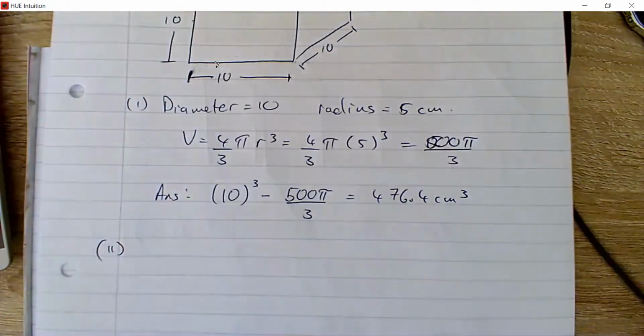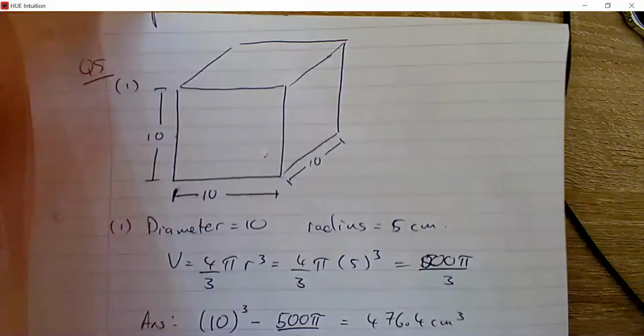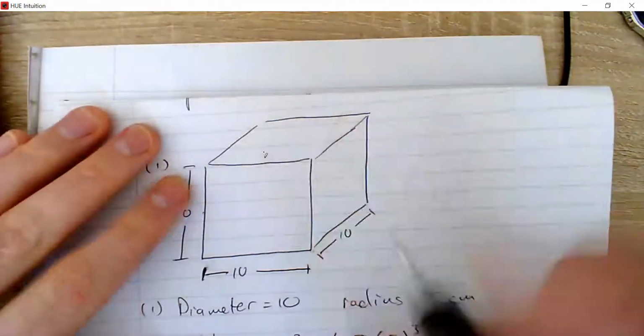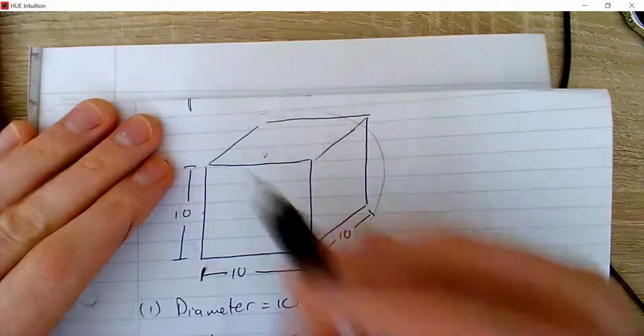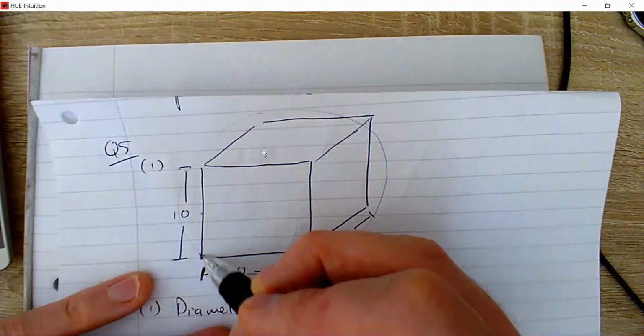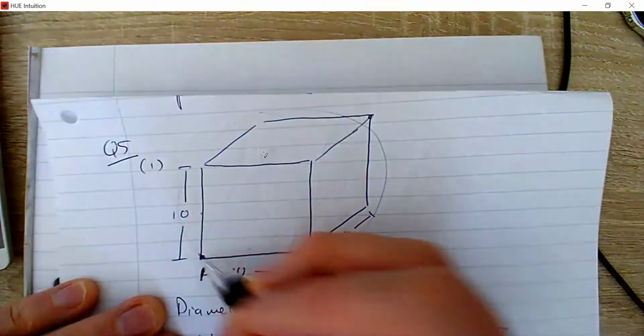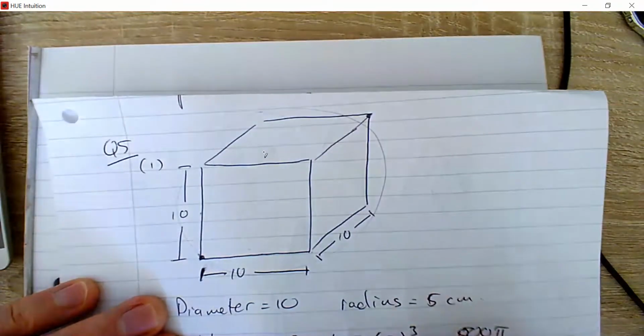Part 2, I think, is the more interesting part of this question. Part 2 asks you to calculate the diagonal length, essentially. The student is asked to calculate the volume of the smallest sphere that can enclose this cube fully. So if you want to enclose this cube, you're going to have a sphere around the outside, then your diameter is the distance from this front bottom corner to the back top corner, essentially.